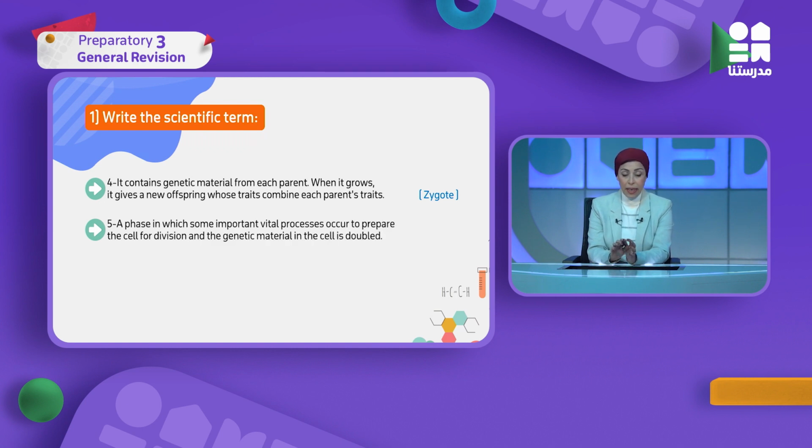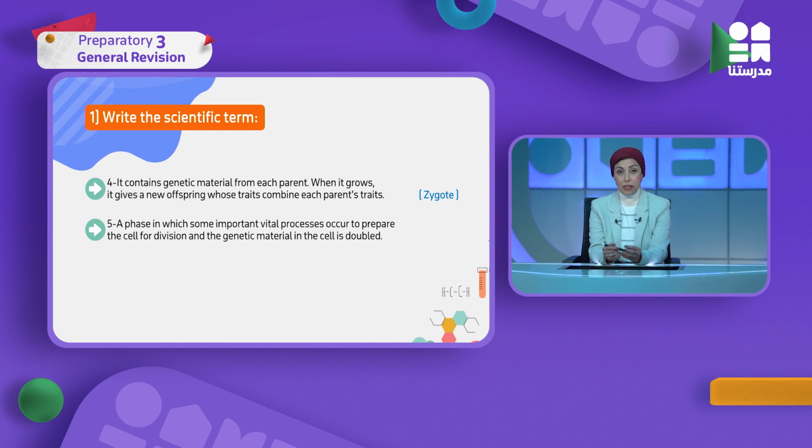A phase in which some important vital processes occur to prepare the cell for division, and the genetic material in the cell is doubled. In this type of question, you have to know what's your key to answer. Here I have one key, which is the phase.